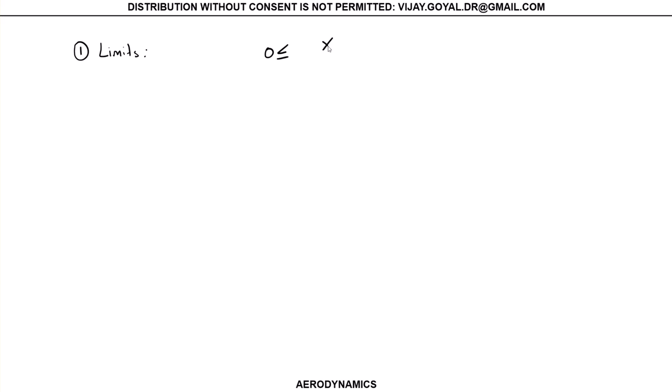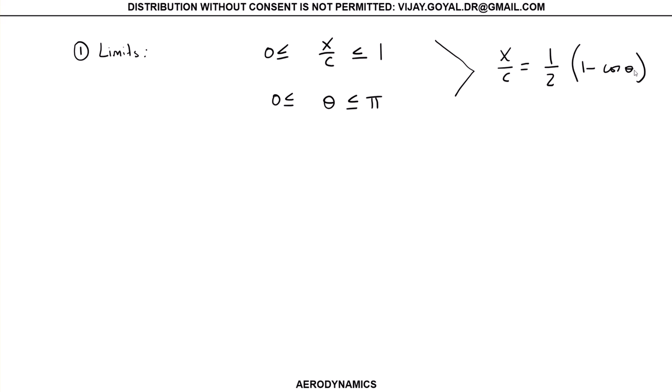It is typically very beneficial to divide your domain by your chord length and go from 0 to 1. And your theta then goes from 0 to pi, okay? With this given, you know that x over c will be 1/2 (1 minus cosine of theta), and we did that in class already.